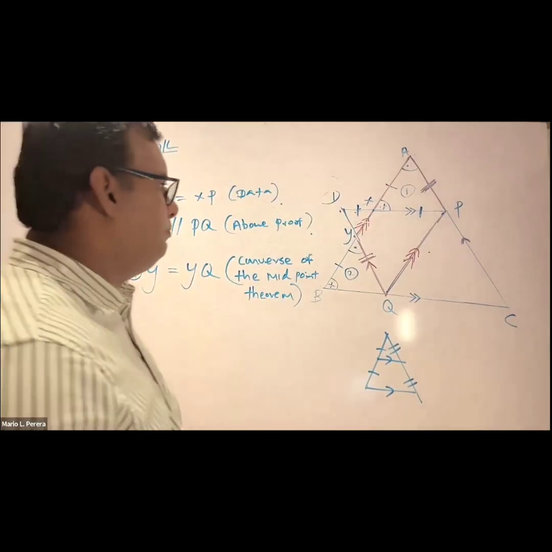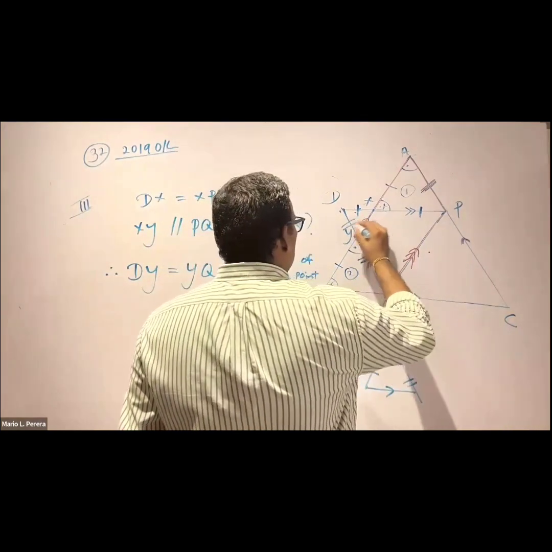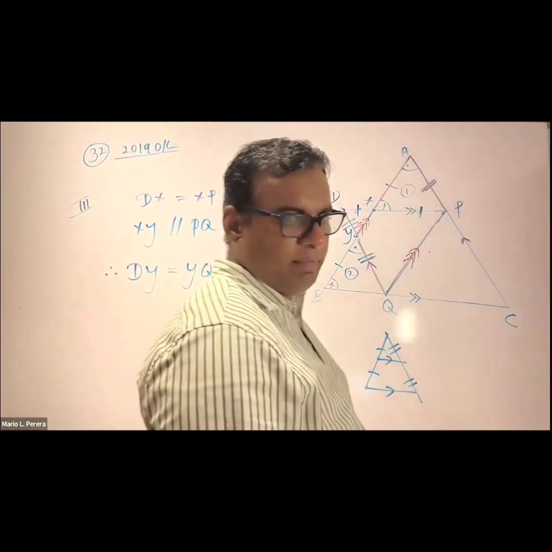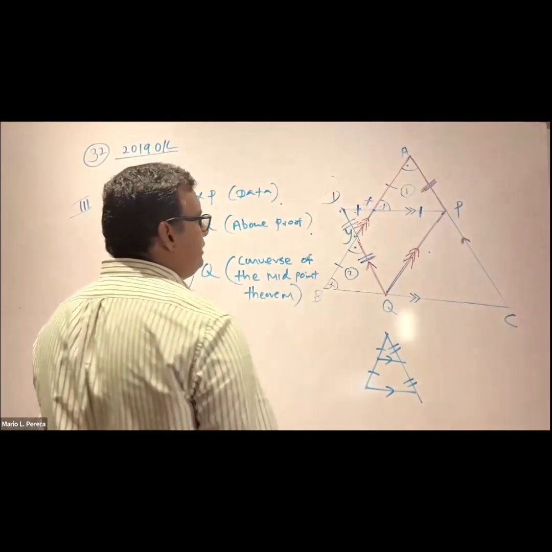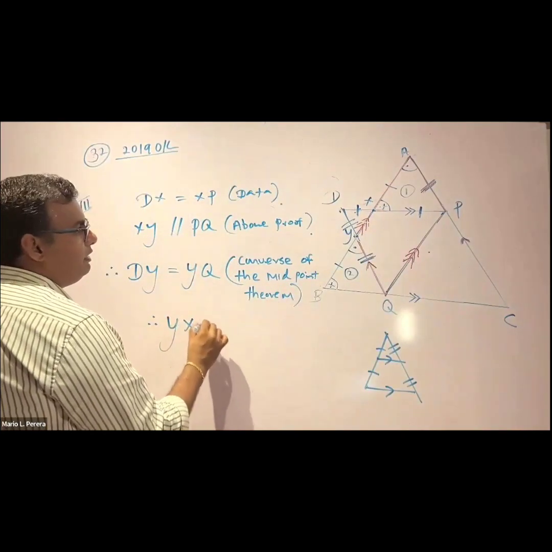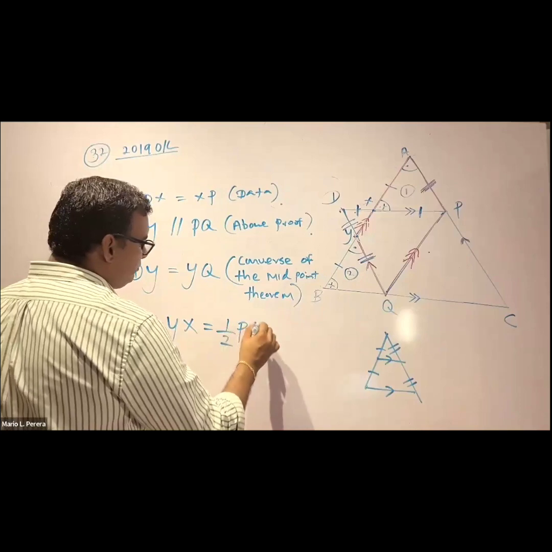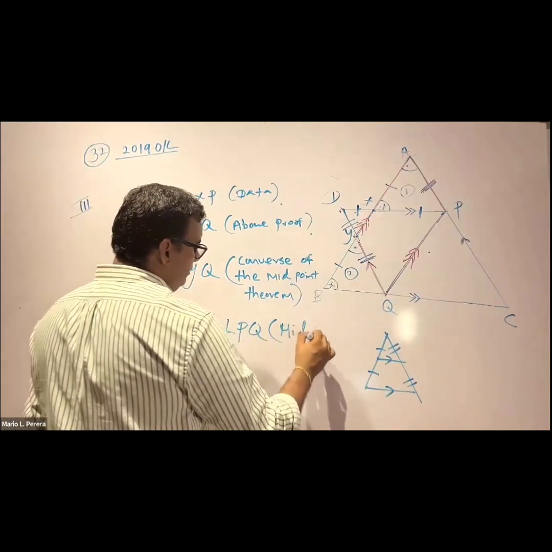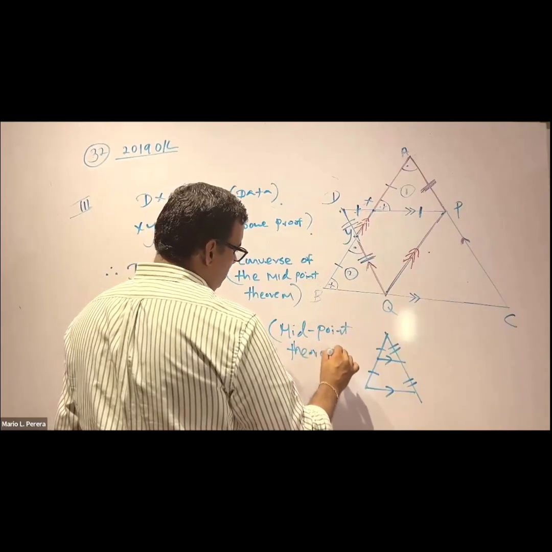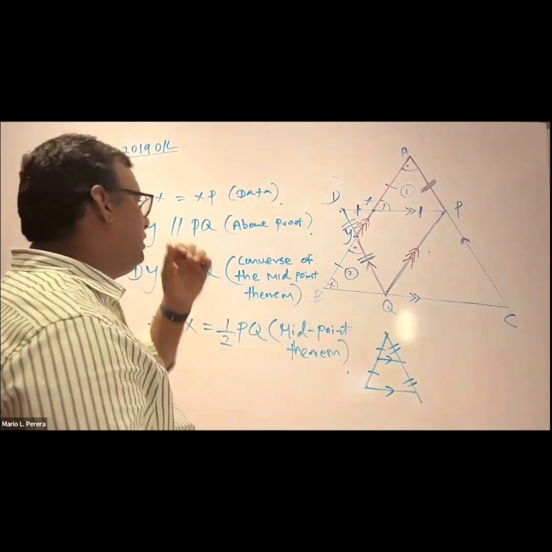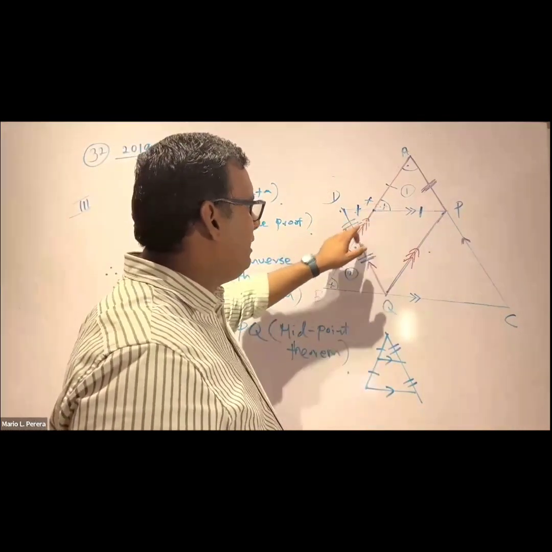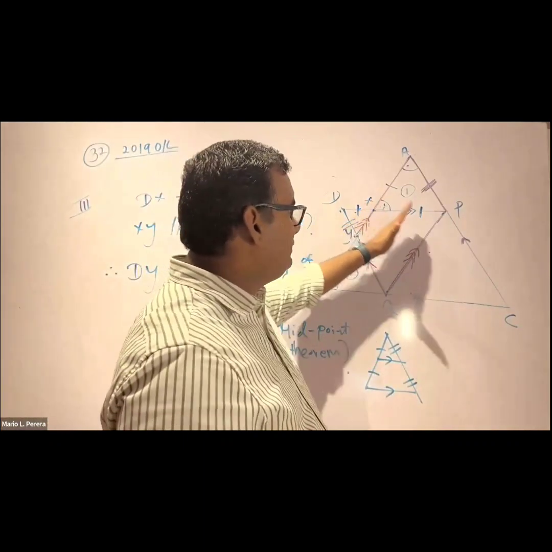Now we have proved that X is also a midpoint, Y is also a midpoint. If X and Y both are midpoints, according to the midpoint theorem, the line joining the midpoints, therefore YX will be half of PQ. The reason: midpoint theorem. Using the converse of the midpoint theorem, we prove Y is a midpoint. Then taking X and Y as midpoints, using the midpoint theorem, you can say this is half of PQ.